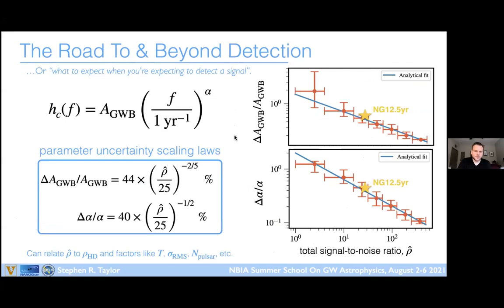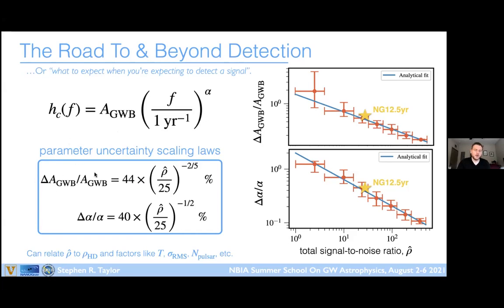As we go on into the future, our constraints on the amplitude and the spectral index of the power law that's representing the strain spectrum of the background will improve as well. We have these scaling laws that tell you when we'll get to within a certain precision. We expect that the first claimed detection of the stochastic background will come packaged with really informative parameter estimation constraints on the amplitude and spectral index. We'll get about 40% uncertainty on the amplitude and the spectral index.